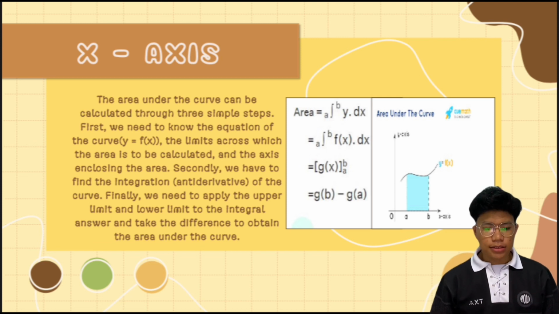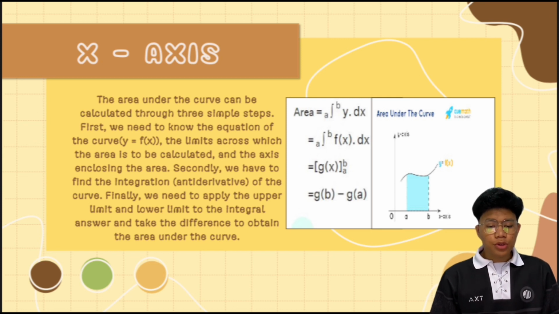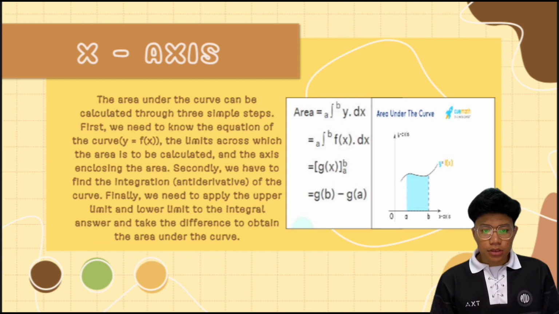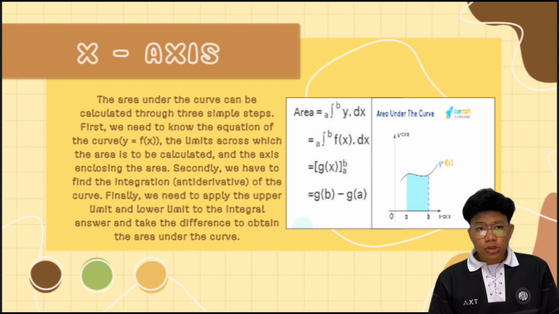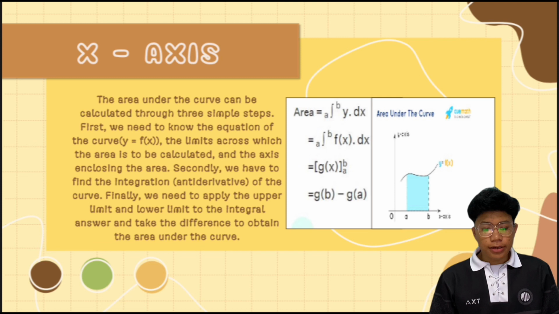First, x-axis. The area under the curve can be calculated through three simple steps. First, we need to know the equation of the curve, y equals f(x), the limits across which the area is to be calculated, and the axis enclosing the area.